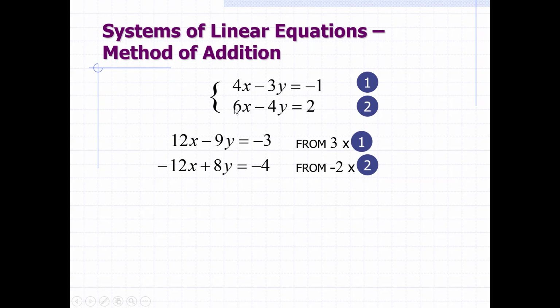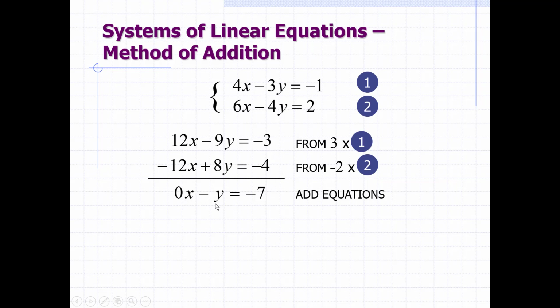Remembering that if you multiply the 6 by minus 2, you have to multiply everything in the equation by minus 2 as well. Once you have your system of equations set up like this, you can just add them. So 12x plus minus 12x is 0x. We've eliminated the x variable. And then we'll add the y's. Minus 9y plus 8y is negative y, and we'll add the constants and get minus 7.